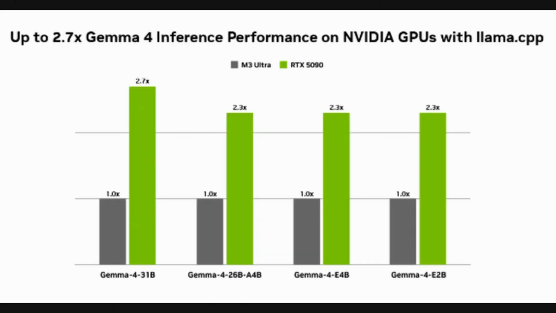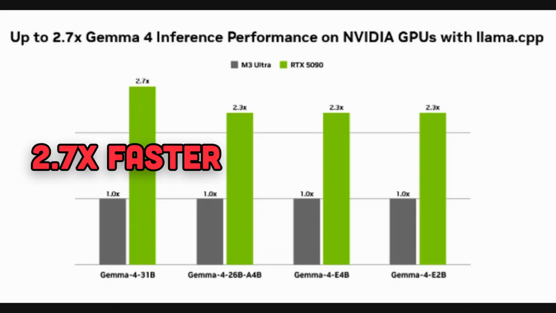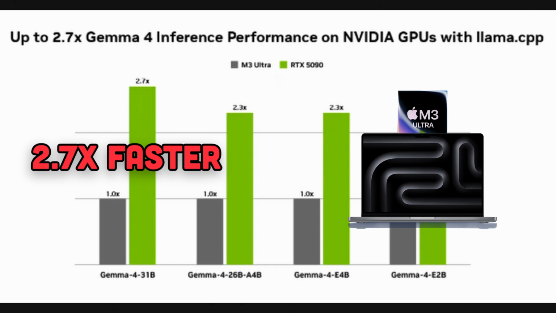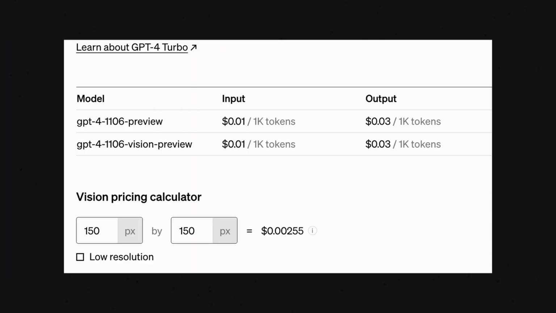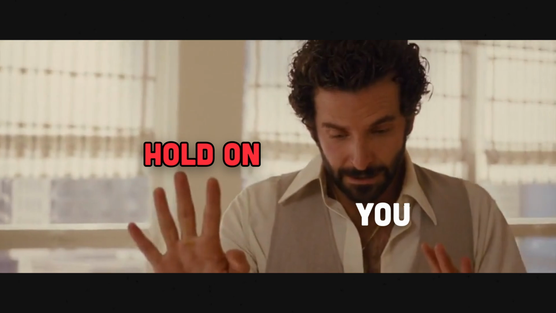And look at this. On an RTX 5090, Gemma 4 is 2.7 times faster than on a Mac M3 Ultra. Google is actually building this for local hardware rather than just for some cloud server. In my opinion, if you're still paying a monthly subscription for those massive models, you're actually just missing out on a lot of money.